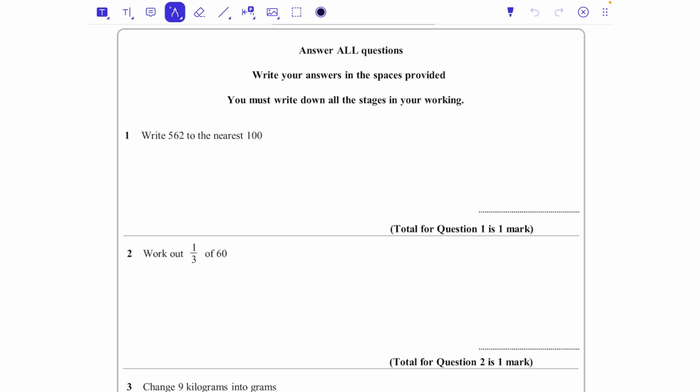So question number 1, write 562 to the nearest 100. When we're rounding to the nearest 100, the hundreds column in this case is the 5, the next number is a 6, and we know that 5 and above rounds up and 4 and below rounds down, and because it's a 6 it's going to round up. It's closer to 600 than it is to 500, so 600 would be our answer for that one.